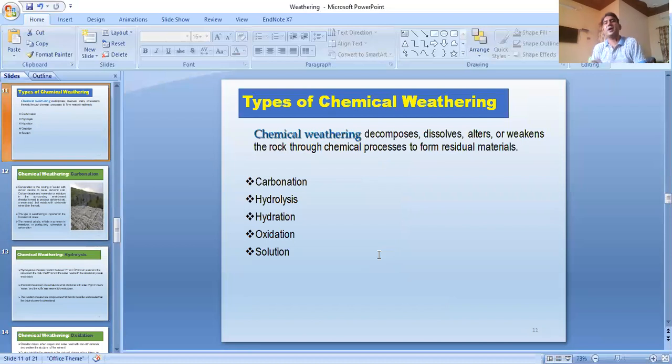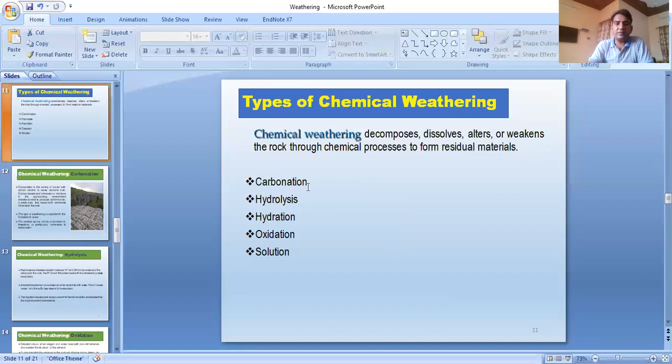Now we are coming to the second type of weathering, which is called chemical weathering. In physical weathering, only the rocks were changing, without any change in their chemical composition. So the change was a physical one. Now chemical weathering decomposes, dissolves, alters, and weakens the rocks through chemical processes to form residual material. Here the rocks are dissolved, altered, or weakened only through chemical processes, so only the chemical composition has been changed.